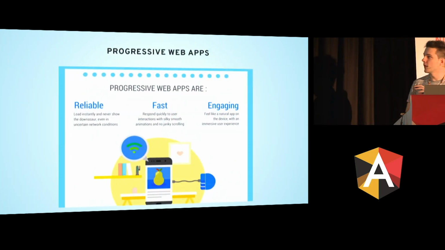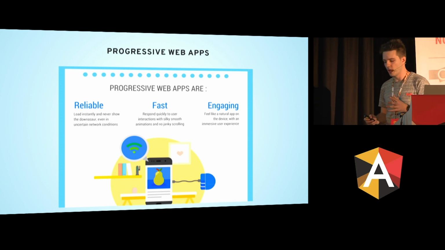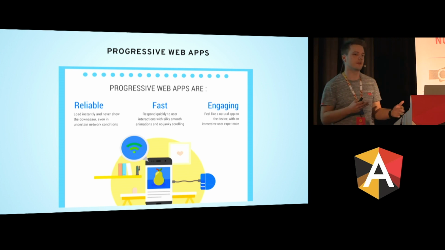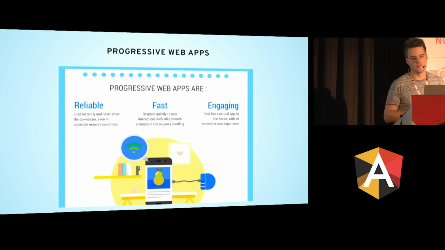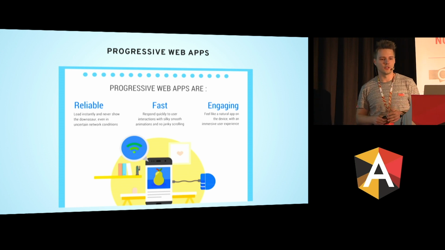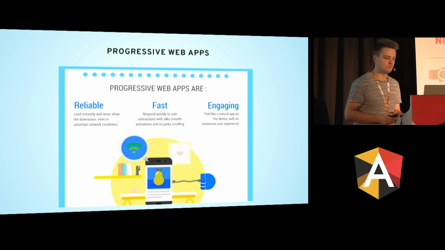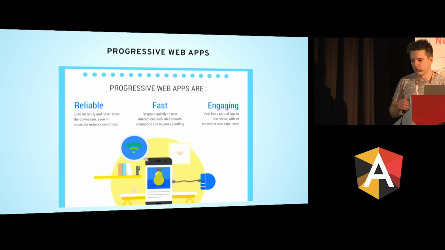And when we look at it, a PWA has to be reliable, fast, and engaging. Reliable just means never see the dinosaur. When you're on a train, you have bad networking. Everything just goes smoothly. So you get a pop-up like you're offline, or maybe you have the page cached. Fast is just that everything works smoothly.